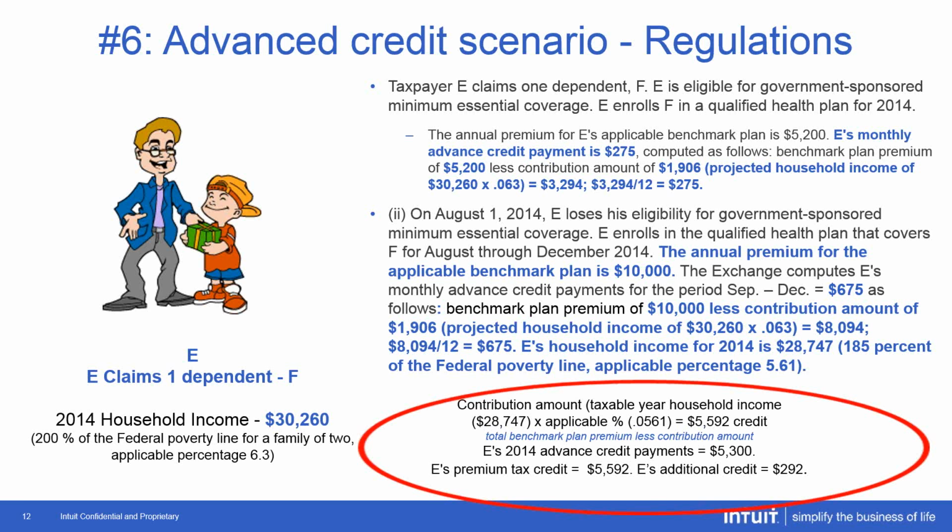On October 1st, 2014, E loses his eligibility for government-sponsored minimum essential coverage. E enrolls in a qualified health plan that covers F for August through December 2014. The annual premium for the applicable benchmark plan is $10,000. The exchange computes E's monthly advance credit payments for the period September through December of $675. E's actual household income for 2014, $28,747.